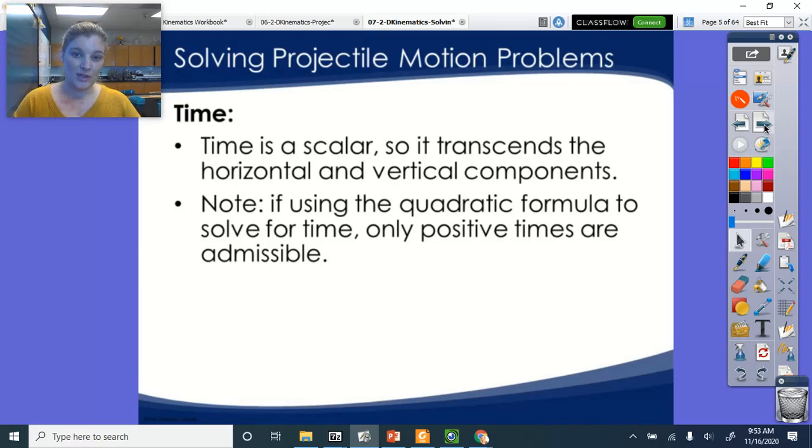And if we're using the quadratic formula for anything, remember we can't really do negative time. Science says no. Physics says no. Only the positive time. So don't worry about even solving for the negative version of that.